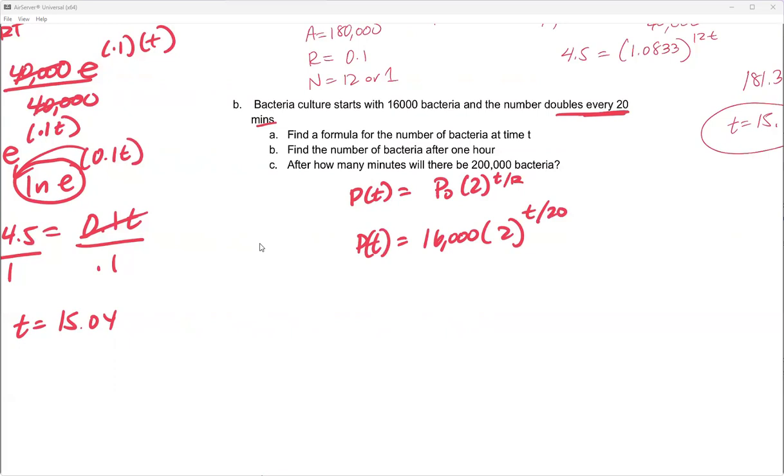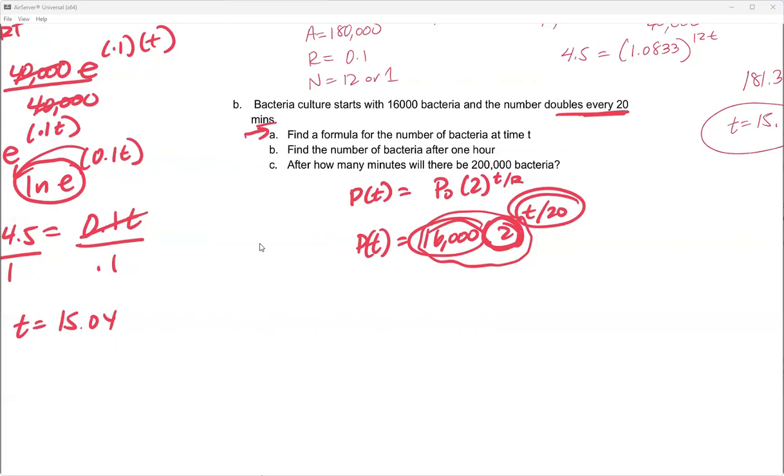I remember last year, and I warned you this year too, I can't tell you how many people multiplied these two right away: 16,000 times 2. I remember half the class did that. Do not do that. Why? The 2 belongs with the exponent first. This 16,000 is the quantity of itself. So do not multiply the 16,000 and 2. Do the exponent first, and then multiply it by 16,000. So letter A is this right here, the formula.